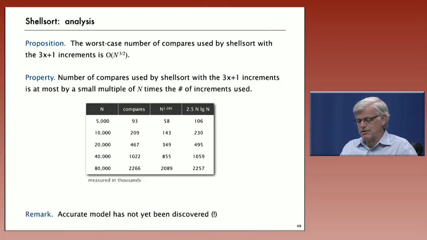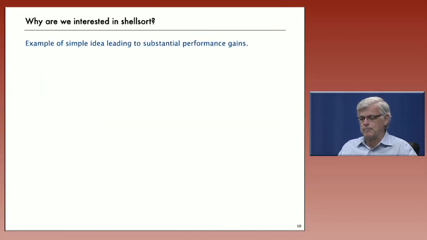The problem is, nobody knows an accurate model for describing the number of compares taken by shell sort for any interesting increment sequence. They seem to be a small value multiple of n times the number of increments used, which is some multiple maybe of n log n. But nobody's been able to find an accurate model that proves that for any interesting increment sequence for shell sort.